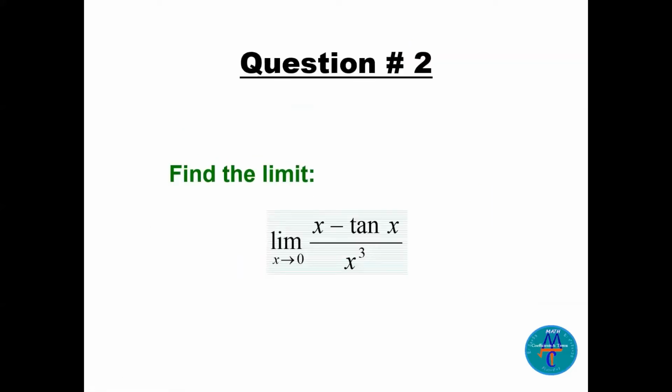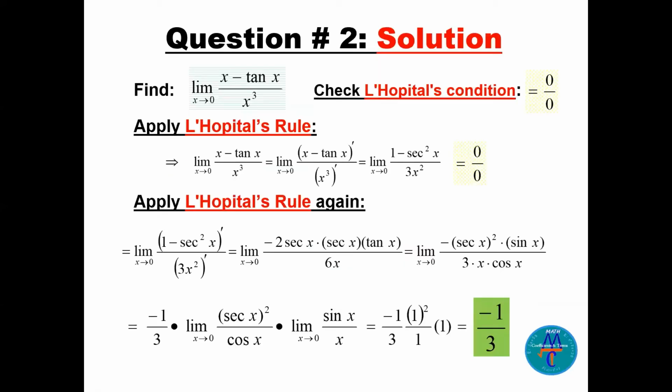Question number 2 is really nice question. Find the limit of x minus tan x divided by x cubed as x goes to 0. So let's try the L'Hopital's condition. I replace x by 0, so it will be 0 minus tan of 0 over 0 cubed, which is 0 over 0. Now let's apply L'Hopital's rule.